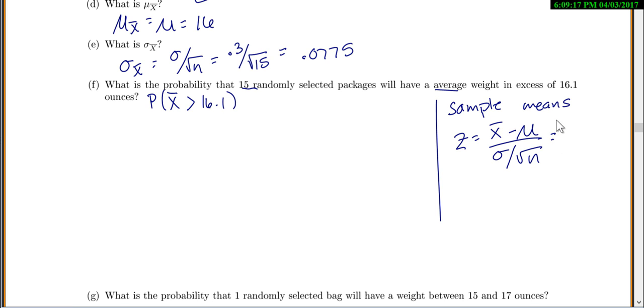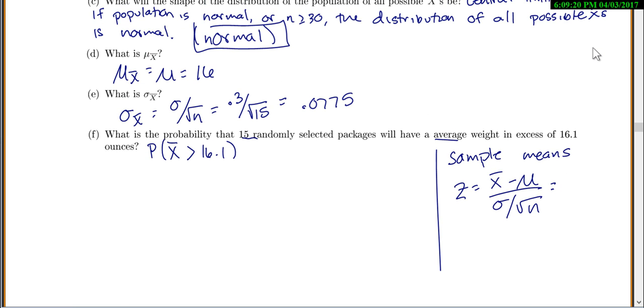So in our case, let's plug everything in. The X bar that we're interested in is 16.1. Our population mean is 16. Sigma is 0.0775, and the square root of n, the square root of 15. So Z is going to be 1.29.